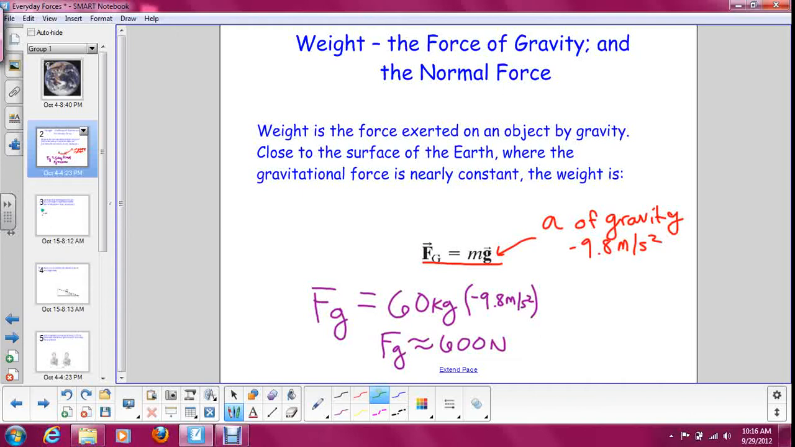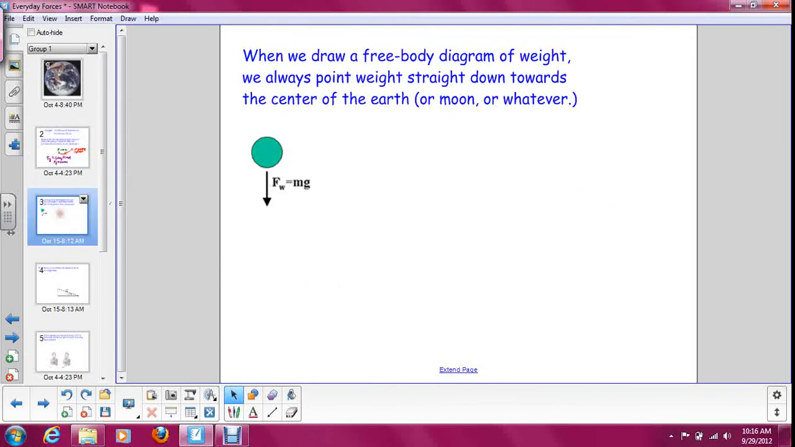Hopefully, all of you recognize this equation up here as being Newton's second law. We have a force, and it's equal to a mass times an acceleration. And in this case, the acceleration is the acceleration due to gravity. So what way does gravity act on us? Well, when we draw a free body diagram of weight, we always point weight straight down towards the center of the Earth, or the moon, or Jupiter, or whatever.